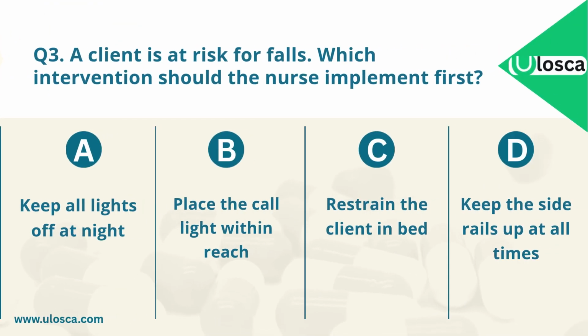Question 3. A client is at risk for falls. Which intervention should the nurse implement first? A. Keep all lights off at night. B. Place the call light within reach. C. Restrain the client in bed. D. Keep the side rails up at all times. Which one is the correct answer?